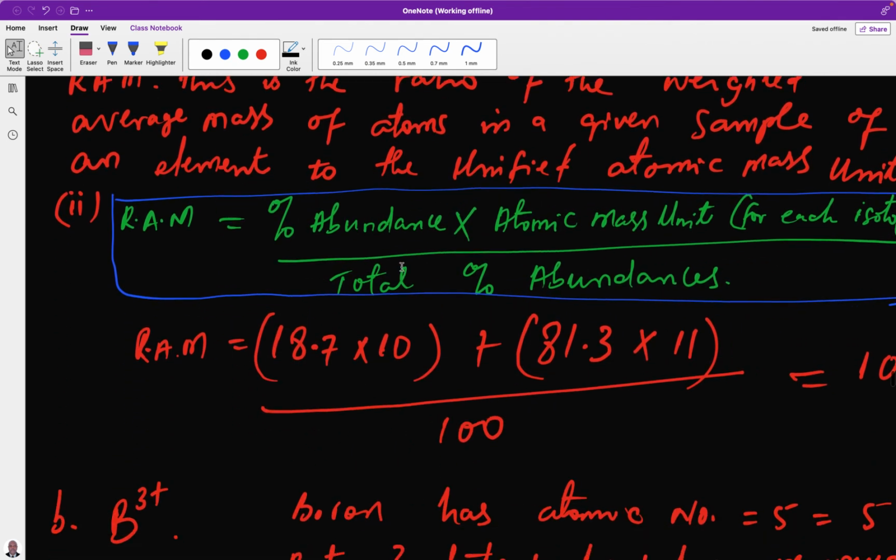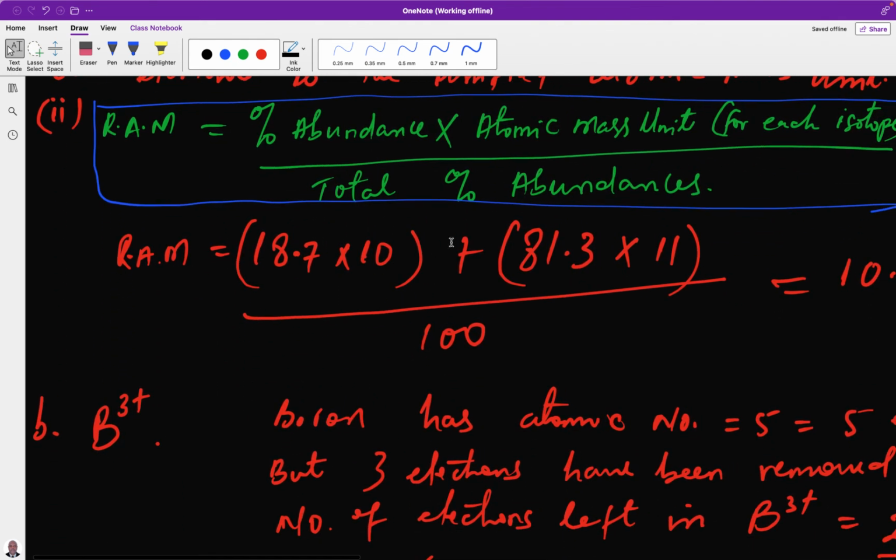Remember that the positive charge in any cation signifies the number of electrons that have been lost. If one electron is lost, it means that you have one positive charge. If there are two, you have two positive charges. If there are three, you have three positive charges. In this case, boron has lost 3 electrons.